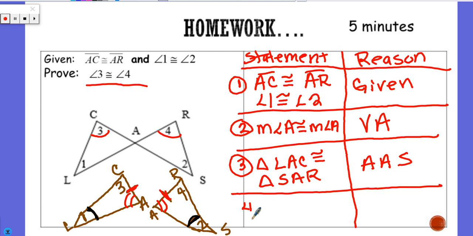And then number 4, now that I've proven that these triangles are congruent, I can say the measure of angle 3 is congruent to the measure of angle 4, because corresponding parts of congruent triangles are congruent, CPCTC. So if I can prove that they're congruent triangles with one of our theorems, then I know everything else is the same too, because the triangles are congruent. The other corresponding parts are also congruent.